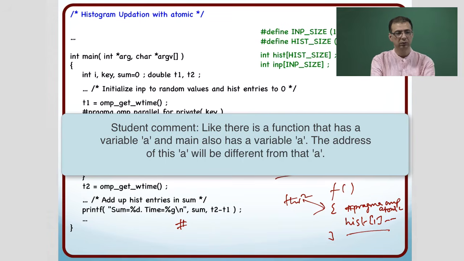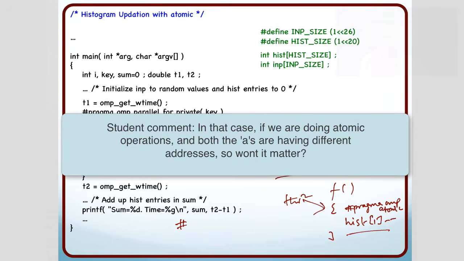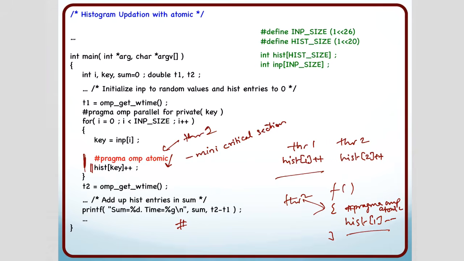Like there is a function, it also has a variable a, and in the main we have a variable a. The address of this a will be different from that one. So in that case, if we are doing this atomic operation, both a's have different addresses, so it won't matter, both of them can happen in parallel. It's the address of the variable being updated. What is the variable? Hist of 1, the first entry of the histogram. The address of hist 1 is the same.